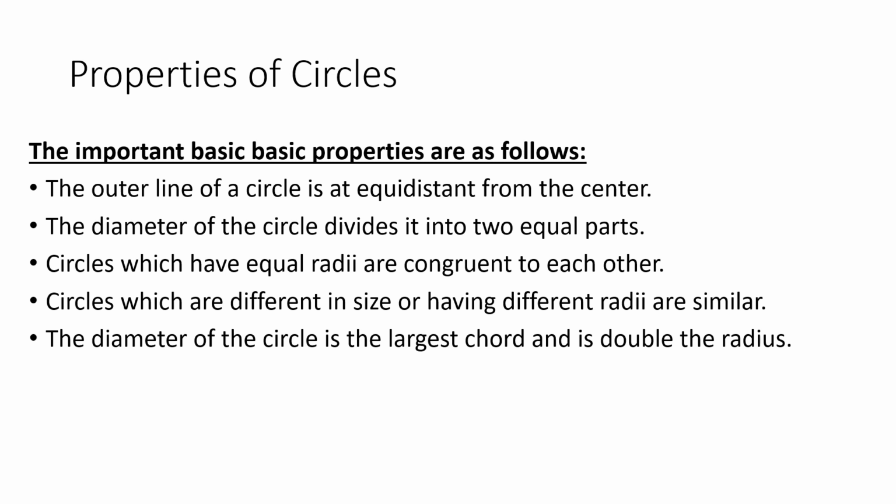Circles have different size radii, but they are similar. They're proportional to each other. And I'm talking about chords in a moment. A chord is a line that cuts across from one side of the circle to the other. The largest chord is the one that goes through the center point, and it is the diameter.